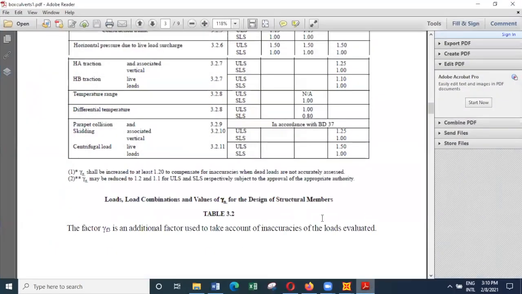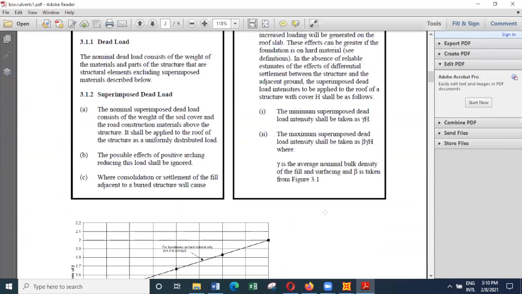Yes, sir, we can't see the screen. You can't see the screen? Yes. How could that be? I haven't shared the screen. Can you share the screen now? Yes, sir. Now okay, sir.